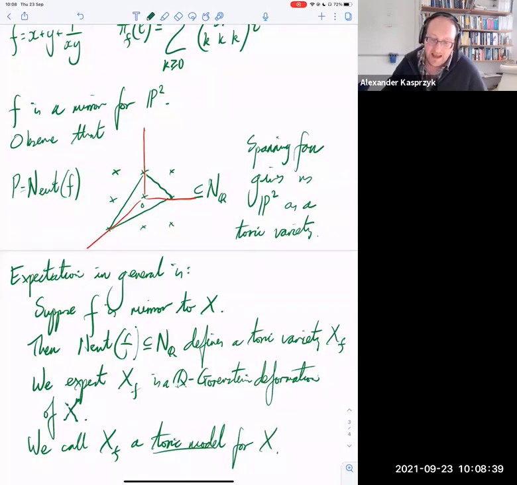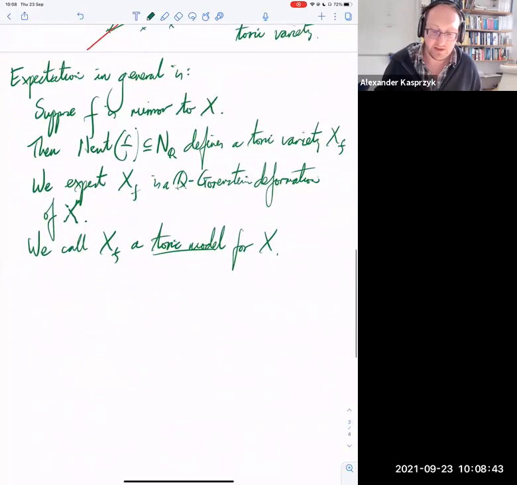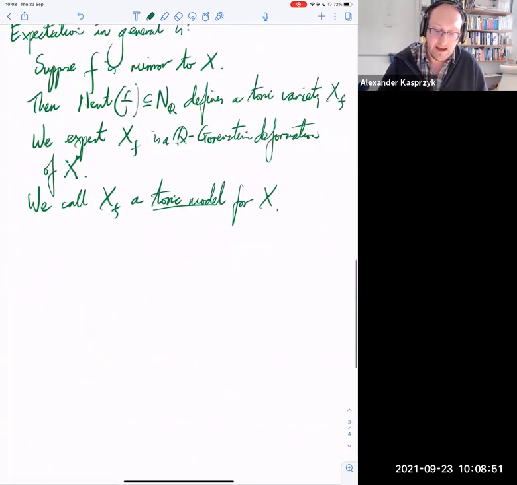So it's worth saying that not every Fano is going to have a toric model. There's certainly some obstructions to this. For example, if H0 is empty, then it's impossible for there to be a toric degeneration. But we hope that this is a rare event, so that most of the time we have a toric model.